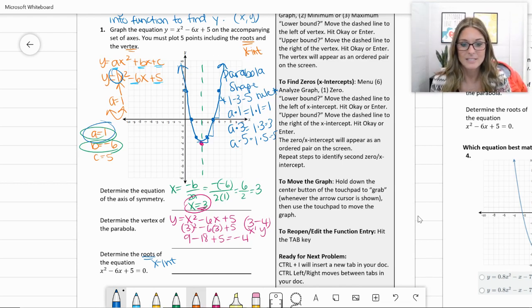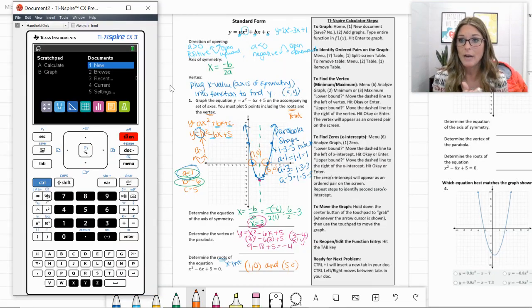So let's finish up our question at the bottom. Determine the roots of our parabola. Our roots are our x-intercepts. So we have got 2 of them, and we're going to write them as ordered pairs. So this first one is at 1, 0, and the second one is at 5, 0. So let me list that down here on our notes. 1, 0, and 5, 0 are the roots or x-intercepts of that equation, x squared minus 6x plus 5 equals 0.